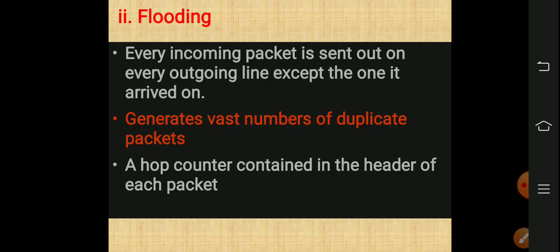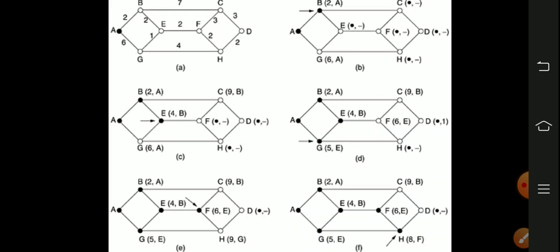So here A to G, what is the distance? The A to G distance is 6. So that's the reason A to G is 6 comma A. 6 is the distance cost, and the node from which it is receiving the cost is A. Now for the next link, we have to take B. A's router path was already completed.